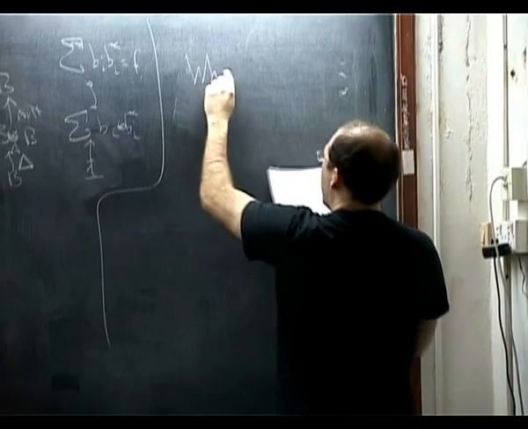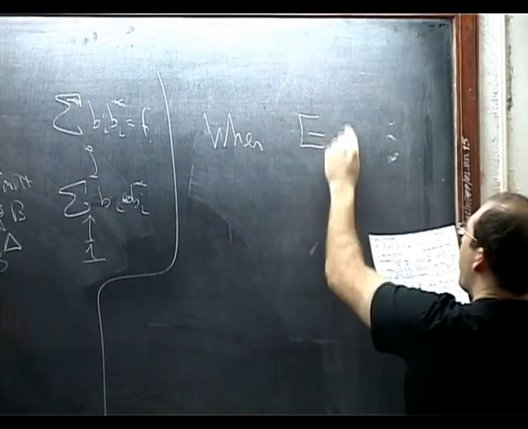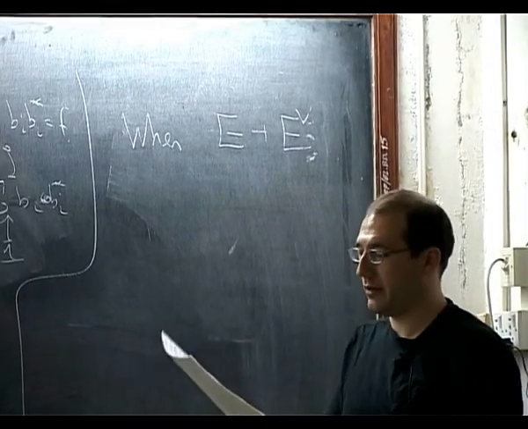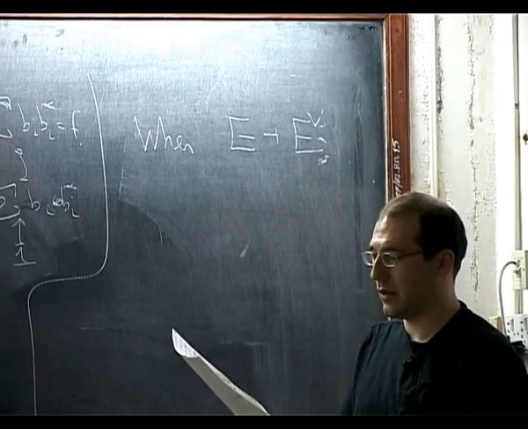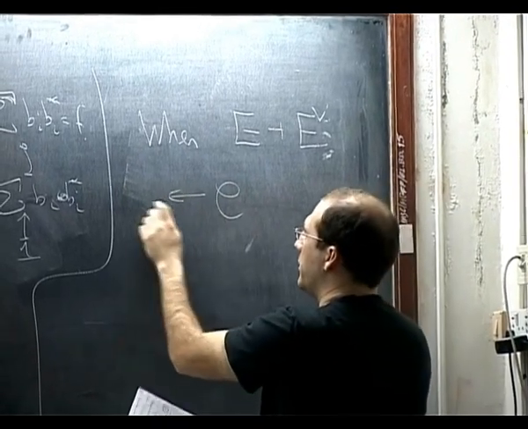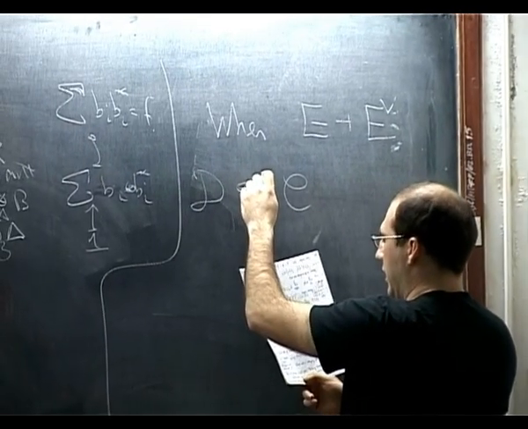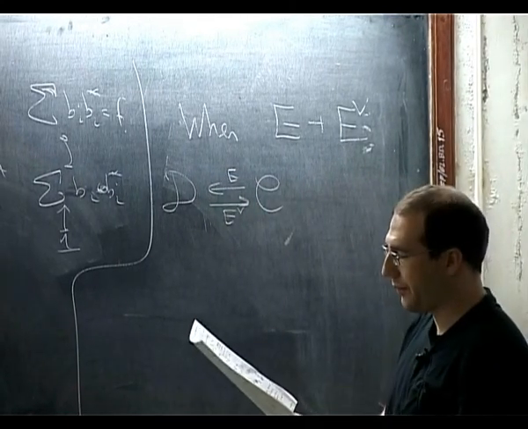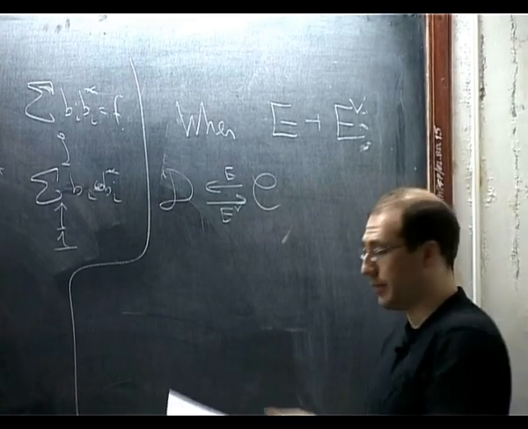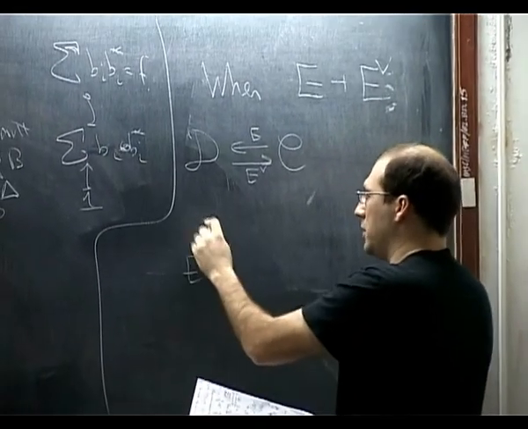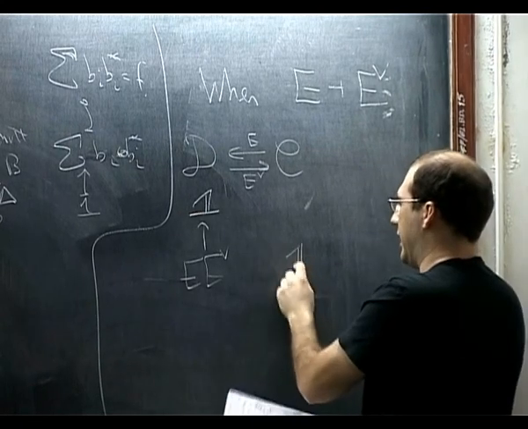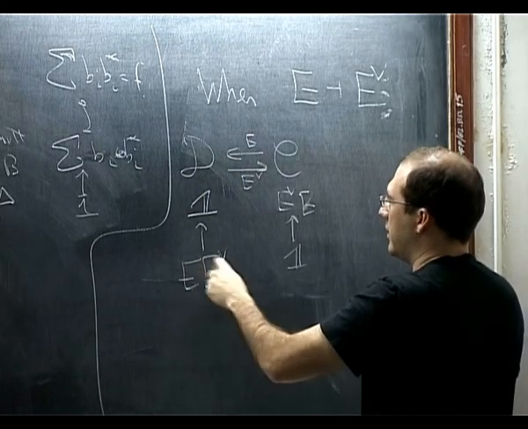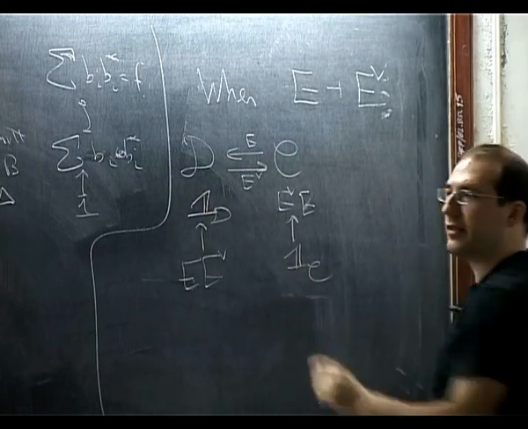When you have a functor E, it has a right adjoint. Maybe E goes from C to D, and the adjoint goes backwards. Then that means that you have adjunction maps. You have this map from E dual E to the identity, and from the identity to E dual E. E dual E is the identity of D, and this is the identity of C.